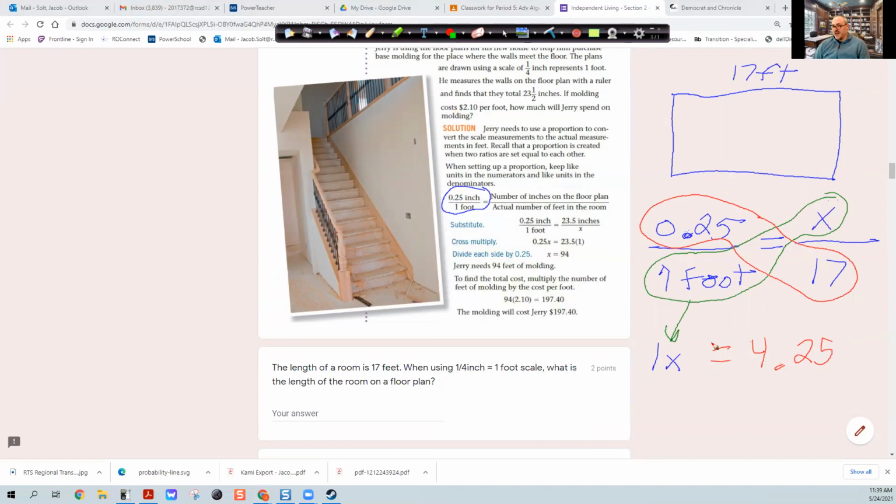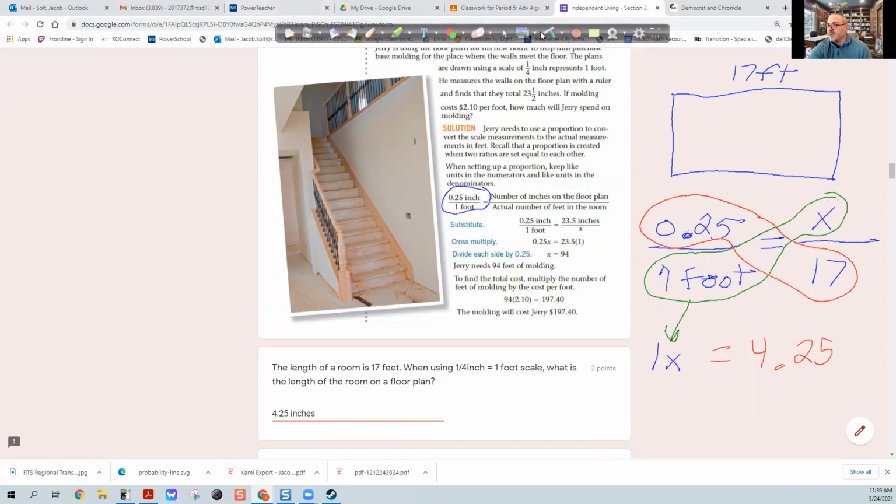And then we just got to solve. Well, actually, we don't have to solve for X, right? It's already done for us. 1X is the same as X. So X is 4.25. It's going to be 4.25 inches on the floor plan. That is how to get that done.